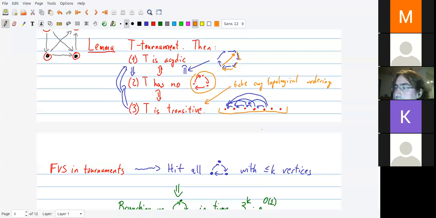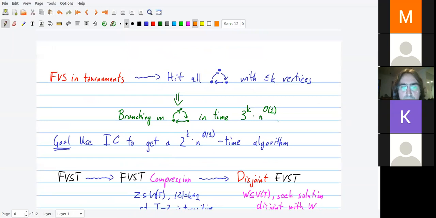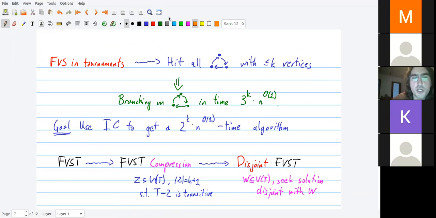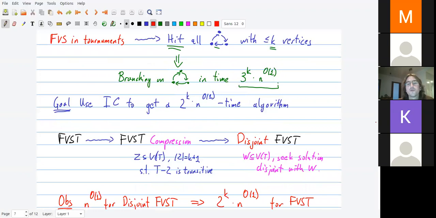Good. Right. So we are working now with feedback vertex set in tournaments, which by the previous lemma boils down to the problem of hitting all directed triangles with at most k vertices. So now we very easily see a 3-power k branching algorithm. I can just branch on directed triangles. Whenever I see a directed triangle in my graph, I branch whether to delete this vertex or that one or that one. In each case, I reduce the budget by one. So I get a branching tree with branching factor three and depth k, giving me this algorithm similarly as for vertex cover.